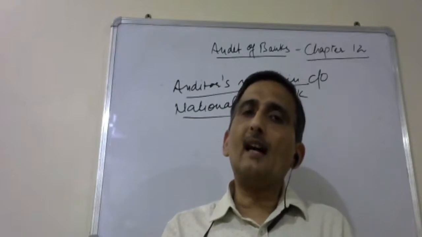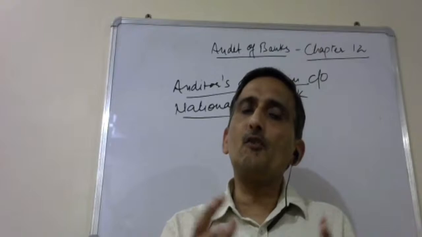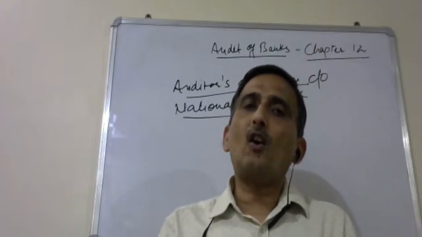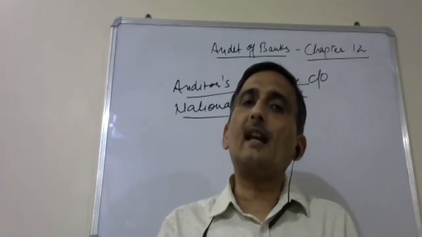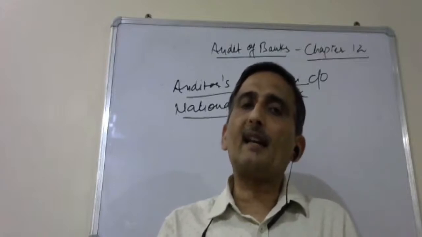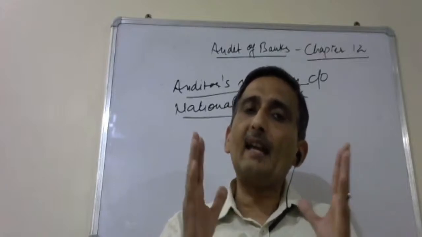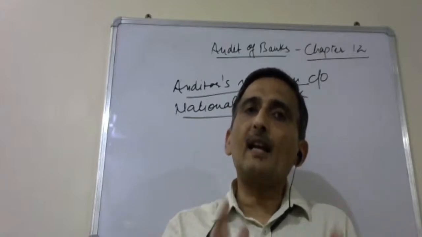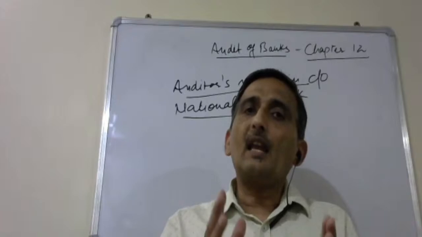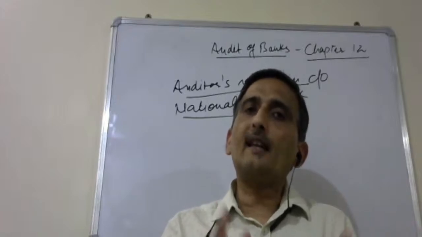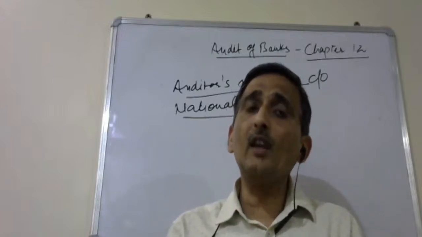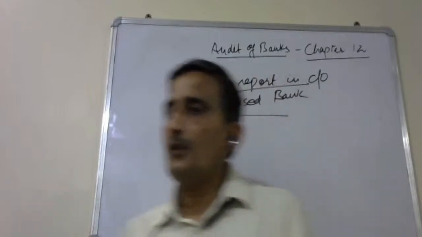Besides all the things which you had studied in the chapter on audit report, these are also stated there, like key audit matters, emphasis of matter paragraph, other matter paragraph, and all matters which are required to be stated in accordance with section 143 subsection 3 of Companies Act 2013. Okay, so that's clear to you, students?